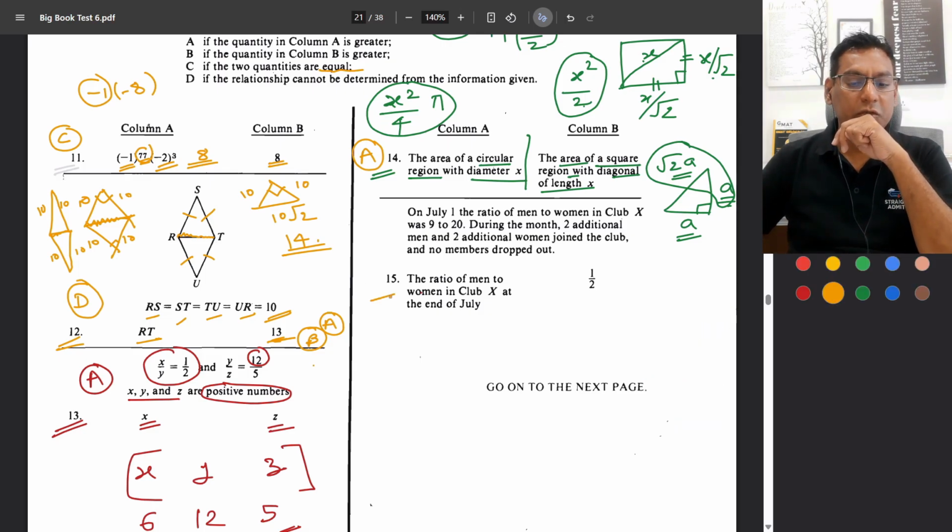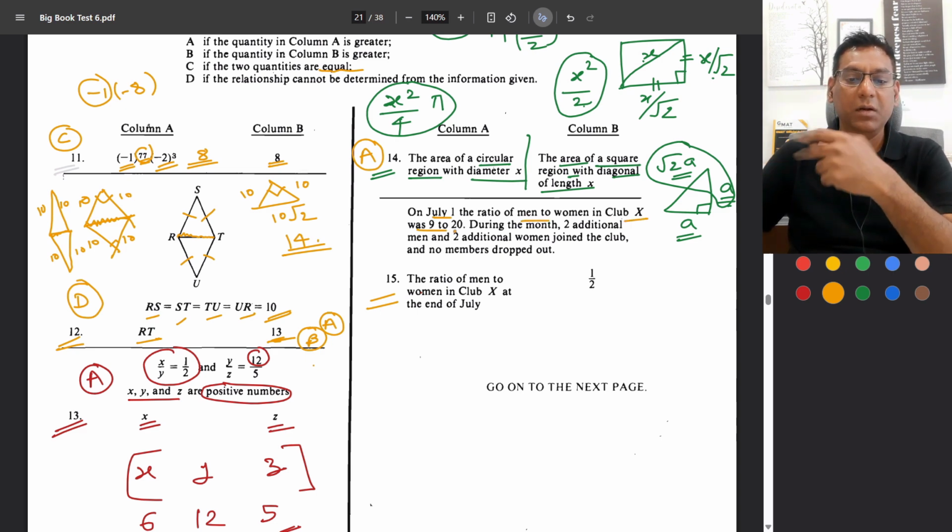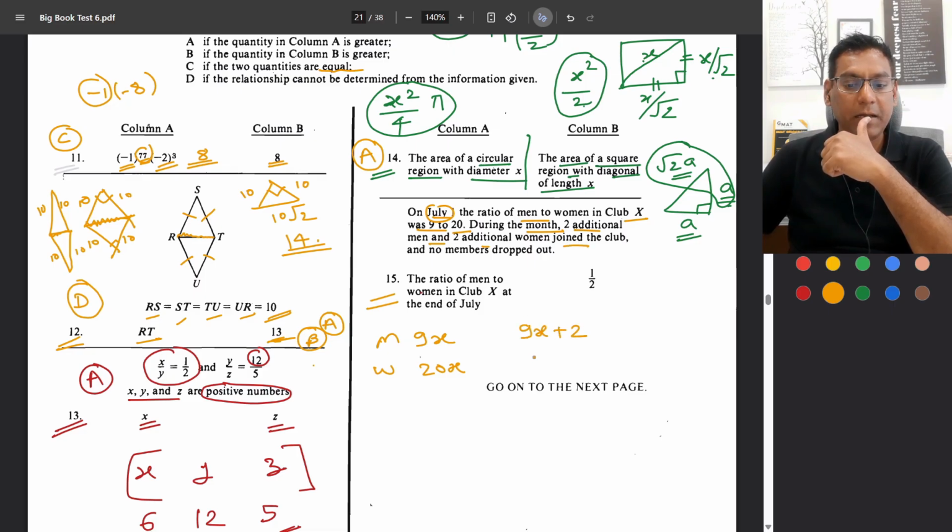Okay, let's look at this question. Question 50. On July 1, the ratio of men to women in club X was 9 to 20. So let's say 9x men, women were 20x. During the month of July, 2 additional men and 2 additional women joined the club. So now it became 9x plus 2 and 20x plus 2. No members dropped out. So this is at the beginning, this is at the end.